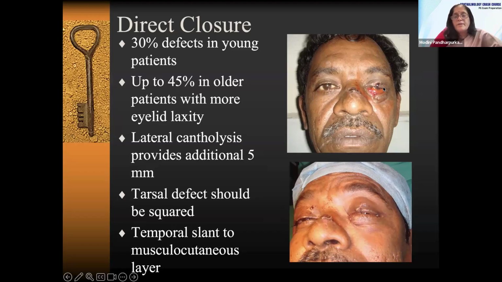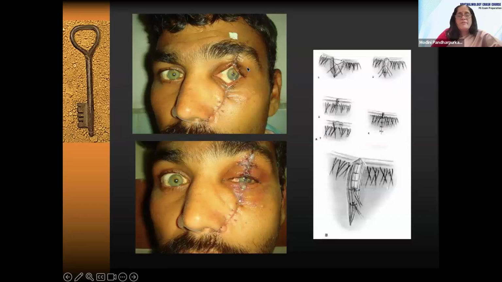So this is an example in an older person, small defect, direct closure. You can see that in older people, you can get away even with a higher degree of apartness of the lids because there is laxity of the tissue. You can see the lower lid and the upper lid have been almost directly approximated. Tarsal defect is always squared. These edges have to be always parallel to each other. If they are not squared, this is what happens. This is what you land up in when you want this result.